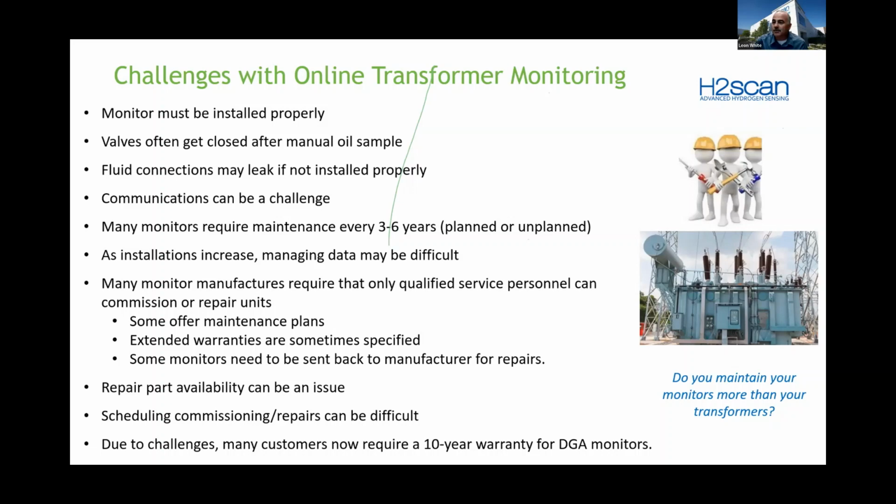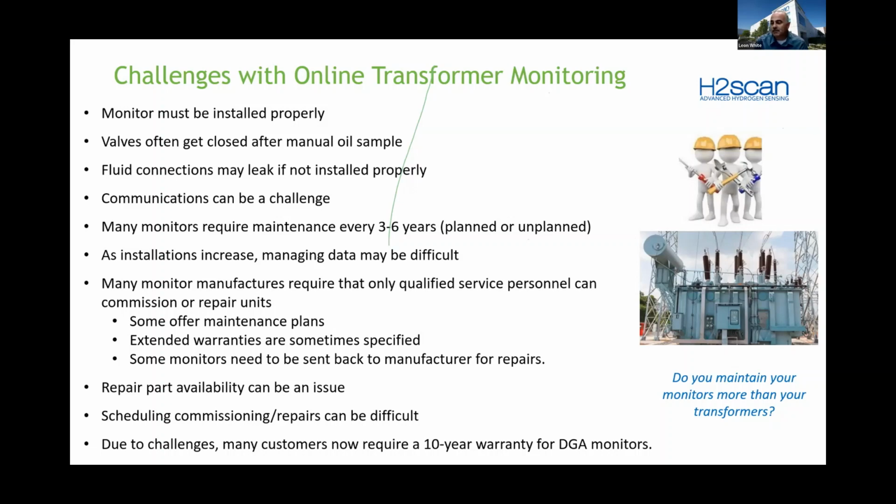Again, I talked earlier about the valves getting closed after manual oil samples. You want to make sure, of course, that your folks are trained when they see an online monitor, make sure that valve remains open after the oil sample was taken. Fluid connections may not be installed properly. Again, you've got to have the right valves and follow the right procedures for that particular monitor.